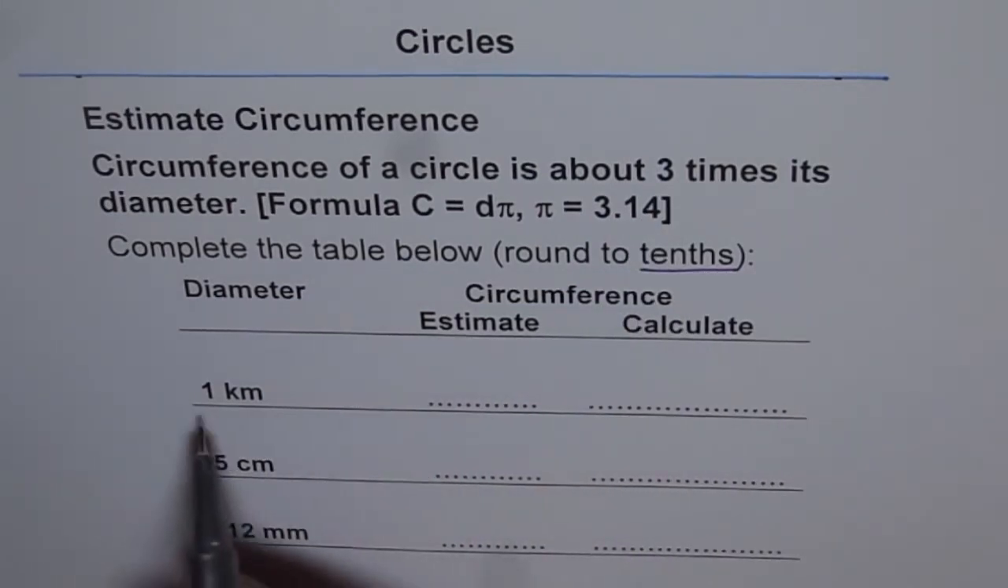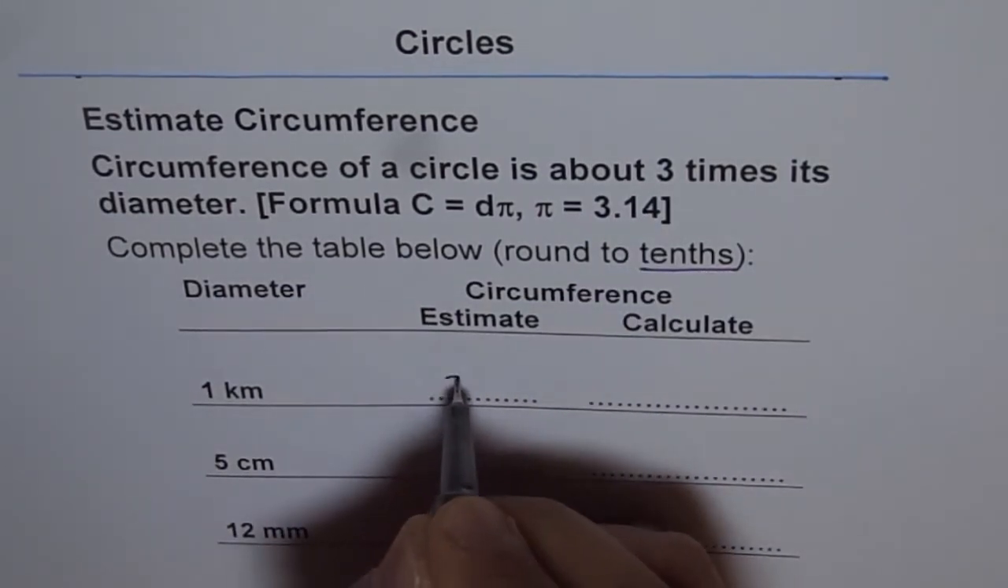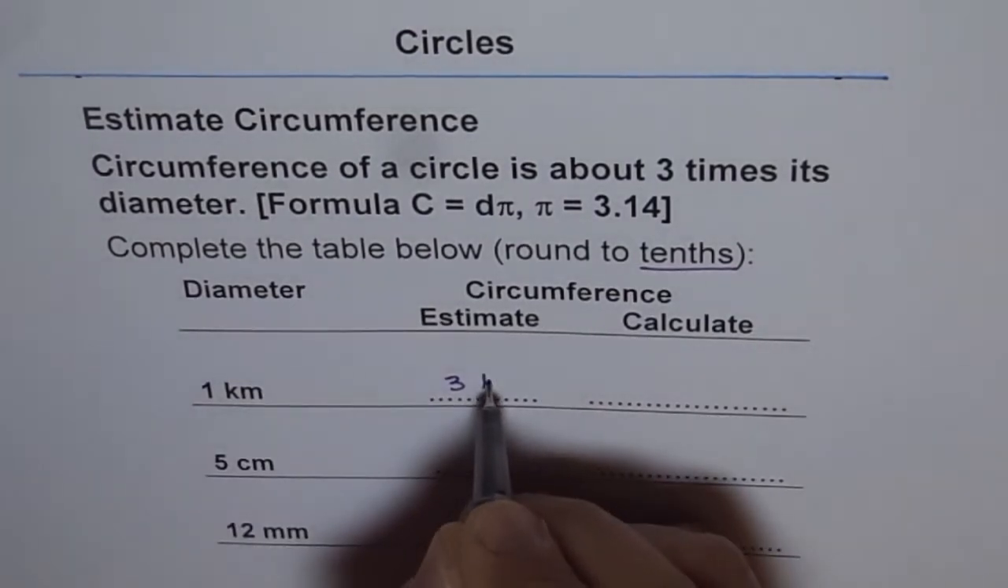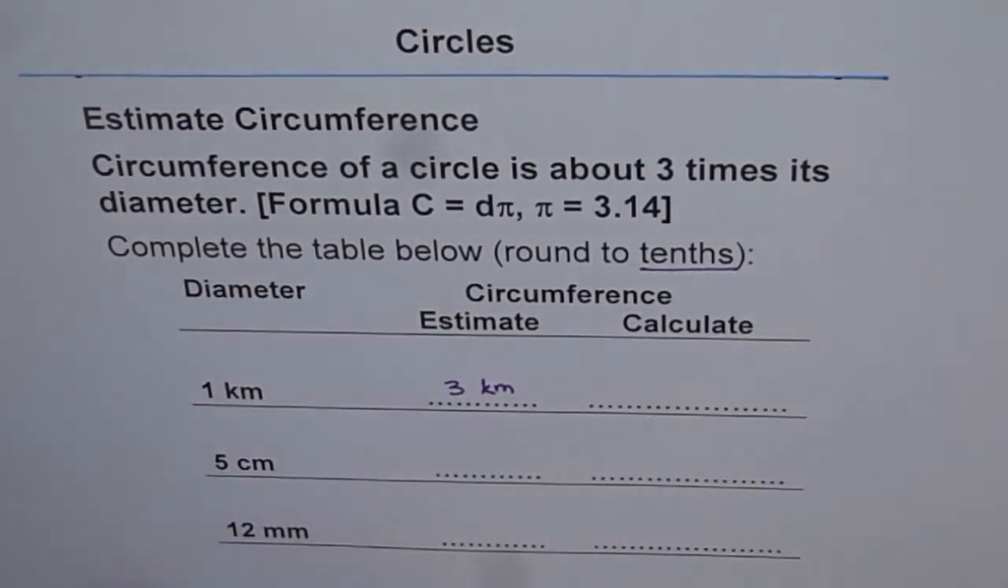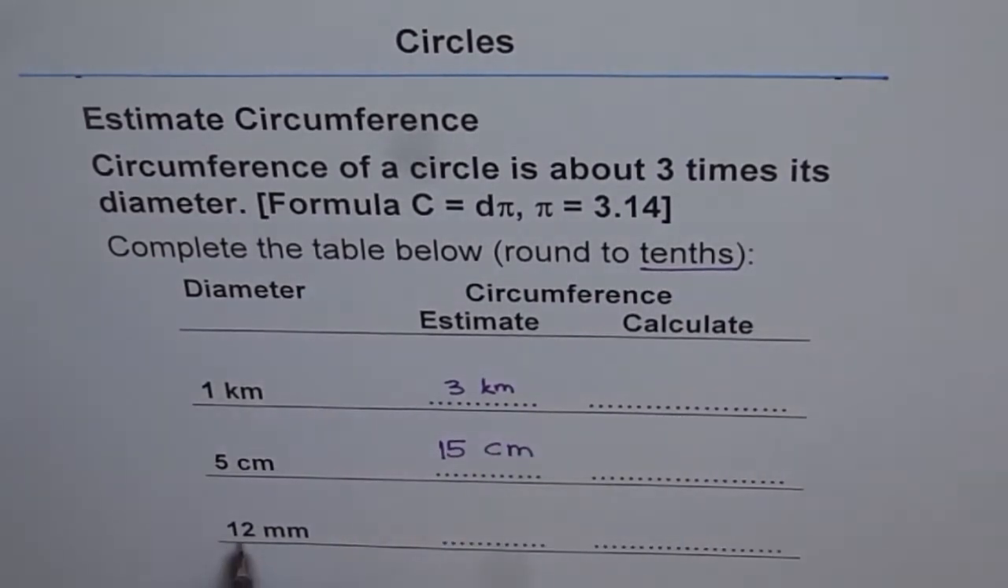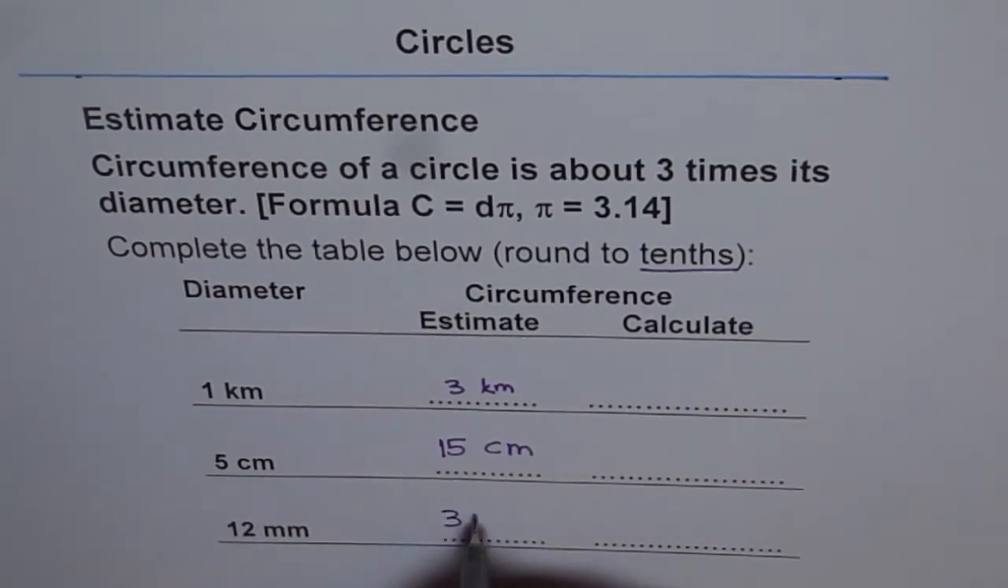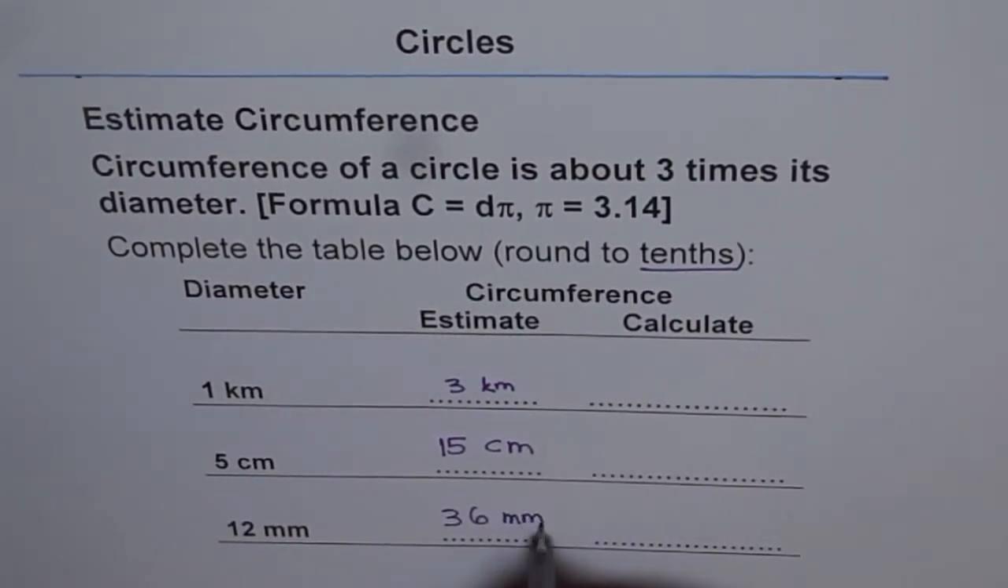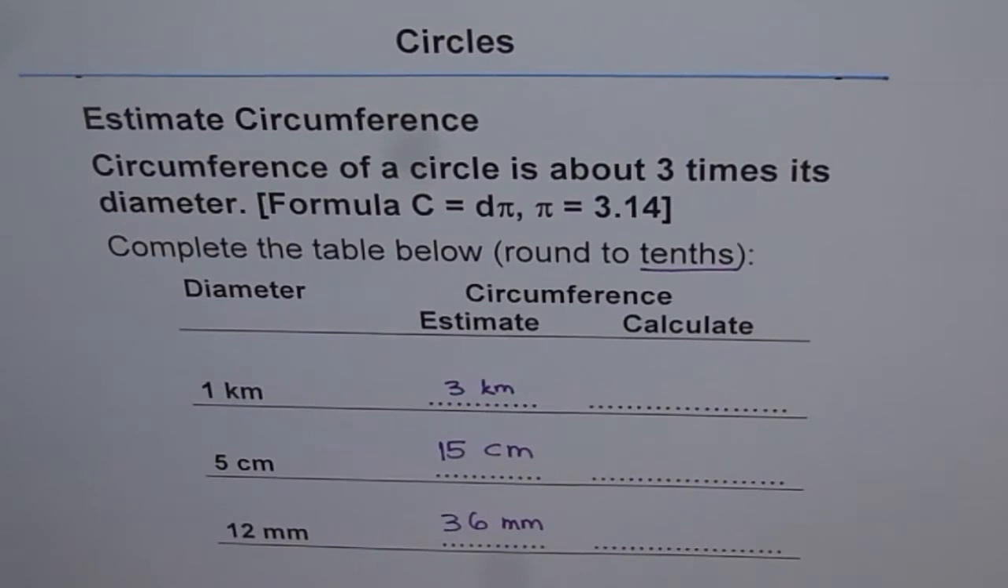It's easy. So 3 times 1 is 3. Important to write kilometers, the unit, right? Don't forget. 3 times 5 is 15. So I get 15 centimeter. And 3 times 12, 24, 36. 36 millimeter, right? So we got these estimates for the given diameter, okay?